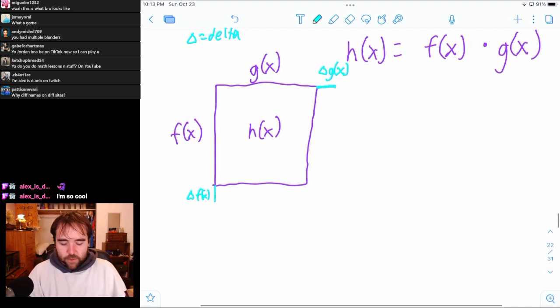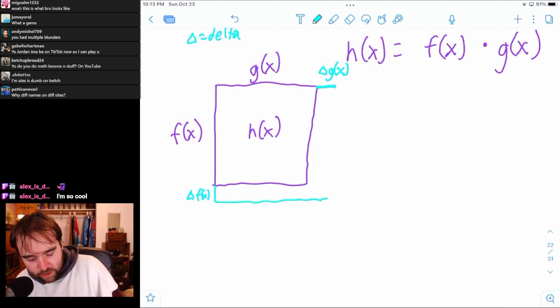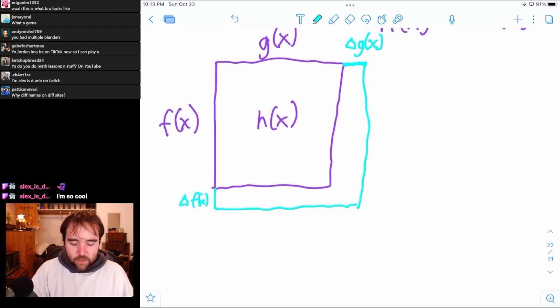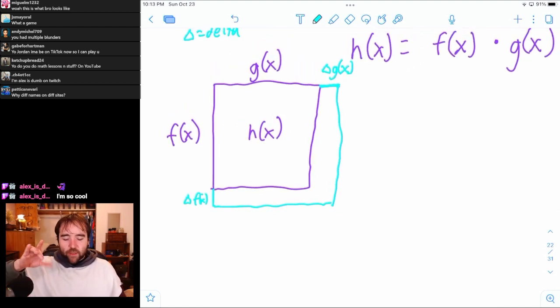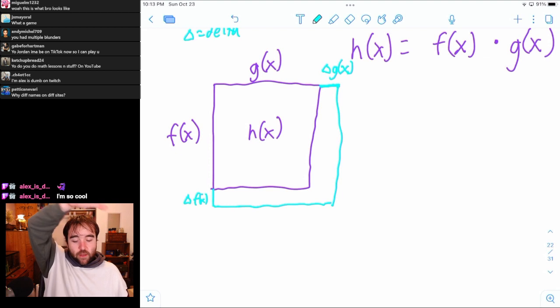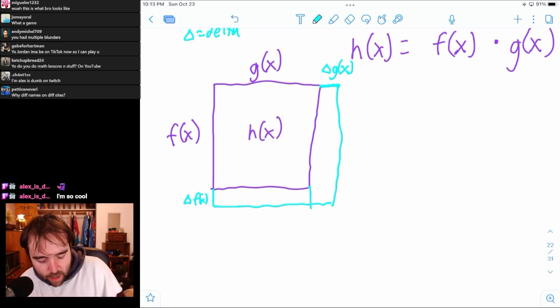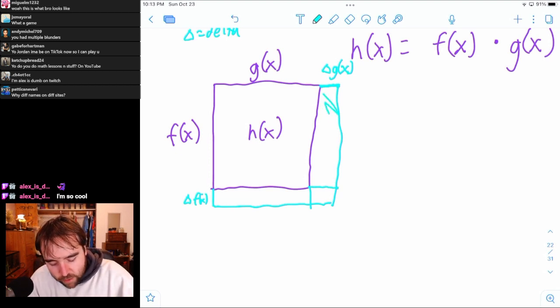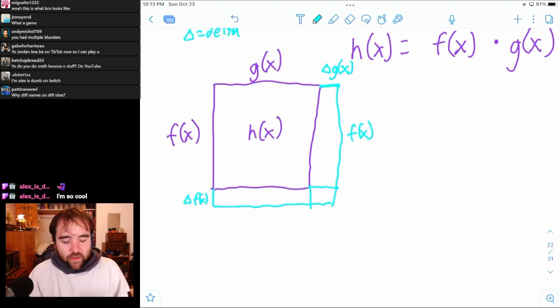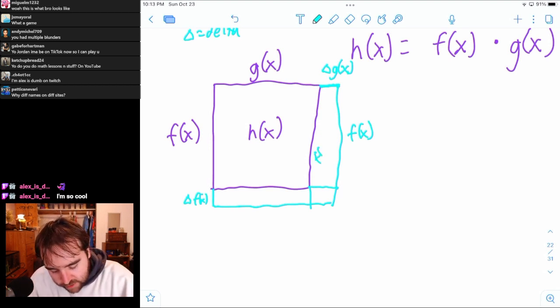That's weird. This one. So look at how the area changes. When the f of x changes by a little bit and the g of x changes by a little bit, the area will change by a little bit. But let's be specific about how much that area changed by. What is the area of this box right here? Well, what are its side lengths? Its side lengths are f of x, and its other side length is the change in g of x. So that area is f of x times the change in g of x.